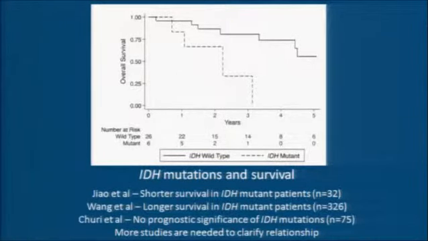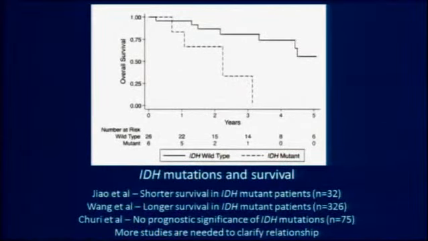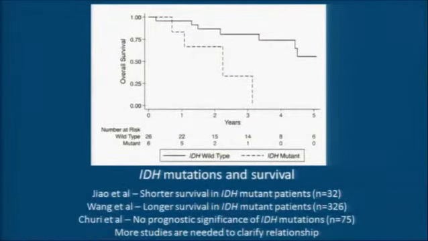The story for IDH1 mutations and survival is still pretty muddy. Our study actually showed worse survival in the patients with IDH mutations. There was a big study of over 300 patients that showed longer survival in IDH1 patients, and then a more recent study that showed no significant prognostic difference with IDH. So maybe it has to do with who our patient populations are. It's still kind of not known what IDH means for patients' prognosis.